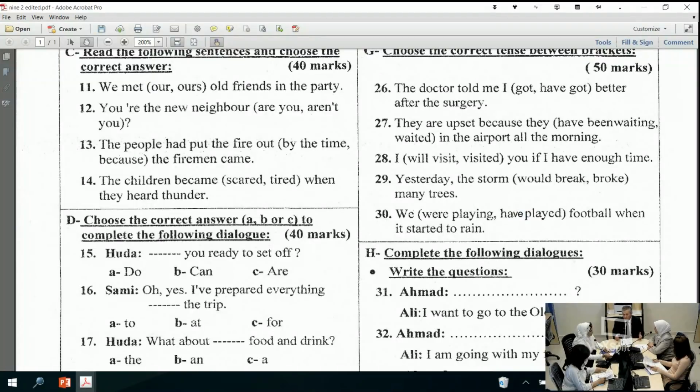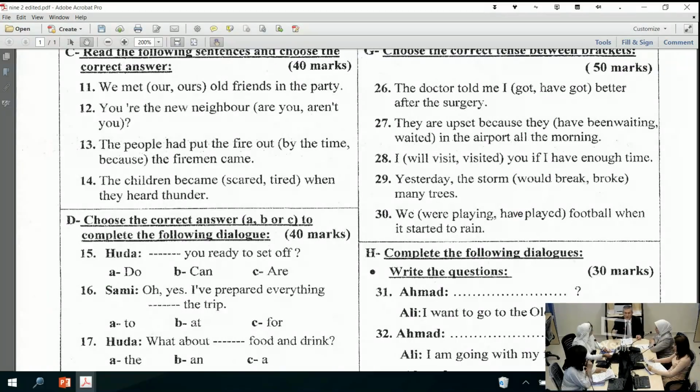Usually, when we teach the students, we tell them that in plus time is simple past. By plus time is past perfect. This is one thing. And because is used to show cause and result. And here, it is not cause and result. It is past perfect with by the time the fireman came. So the correct answer is by the time.